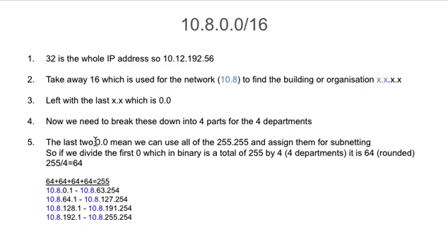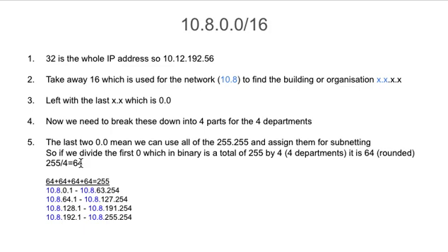The last two 0s mean we can use all of the 255 and assign them for subnets. So if we divide the first 0, which is this one here, which is a total of, if you go into binary, a total of 255 divided by 4, because 4 departments, it is 64 rounded, right? So 255 divided by 4 is 64.